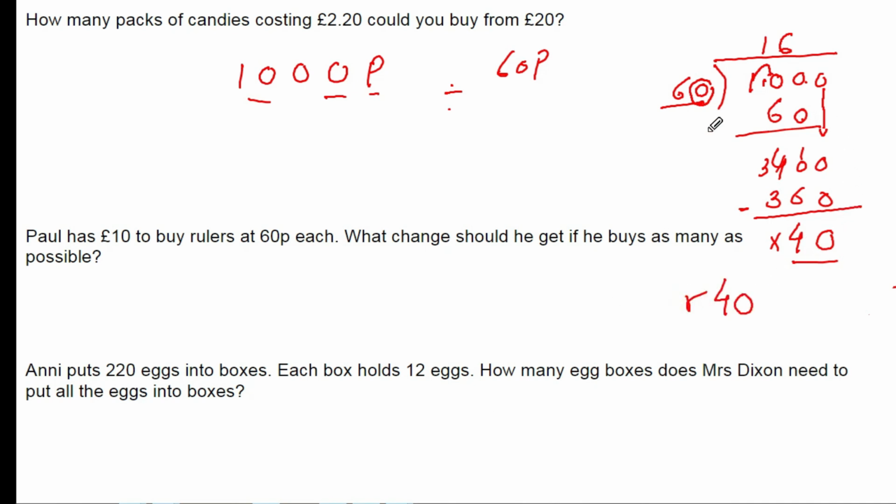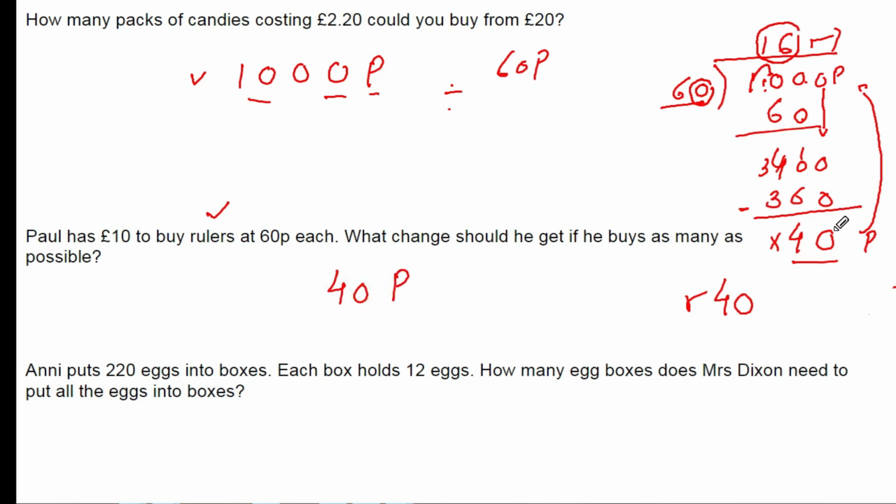Now we need to look at what the question was. The question was what change should he get? So what's your answer over here now? This 16 means the number of rulers, right? This 16 is your answer which gives you the number of rulers. Then what is this 40? Where is this 40 coming from? The 40 is coming from 1000. And what was the 1000? 1000 were pennies. Okay, so it means 40 is also pennies. So your answer will be equal to 40 pennies.